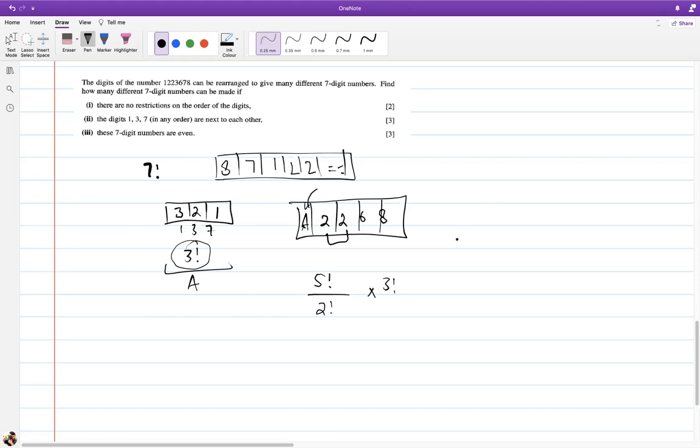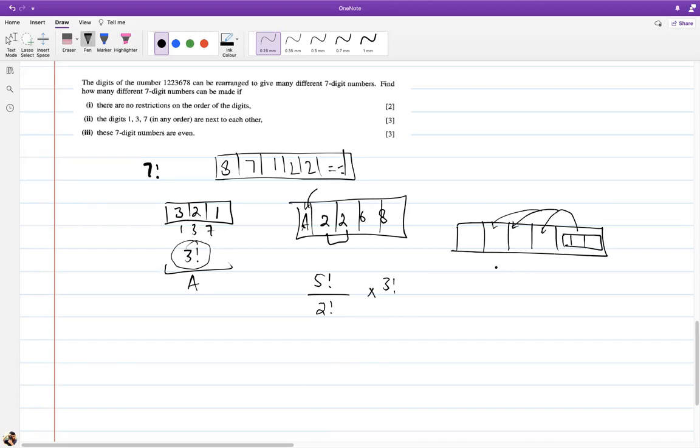So think of it like this. Now how are my slots being made? I have 5 slots, and in any one of them I have further 3 slots. And this block sometimes comes here, sometimes comes there, it can go anywhere. But it's going to remain together, and inside it there is going to be 3 factorial, and that's my option when I have 1, 3, and 7 next to each other.